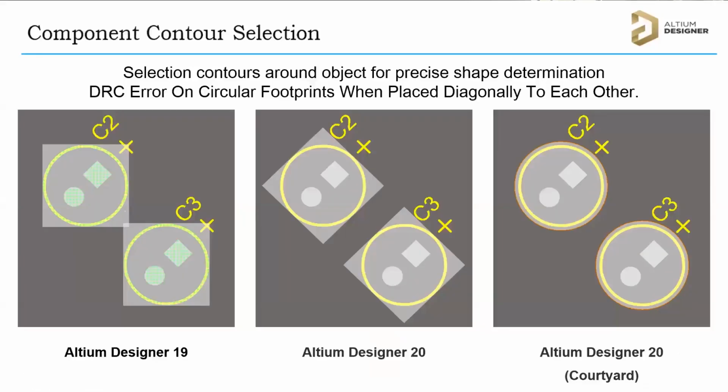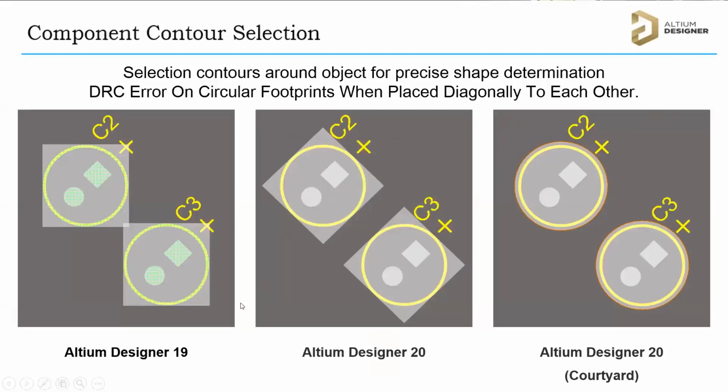So here, another one is component courtyard selection. Okay, so this one is another unique feature of Altium Designer. So in Altium 19, when you do not have a 3D model, that rectangular bounding box determines the boundary of the component.